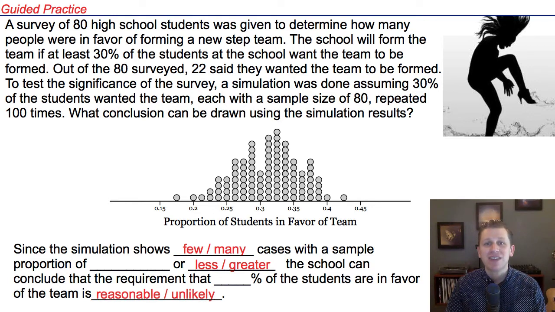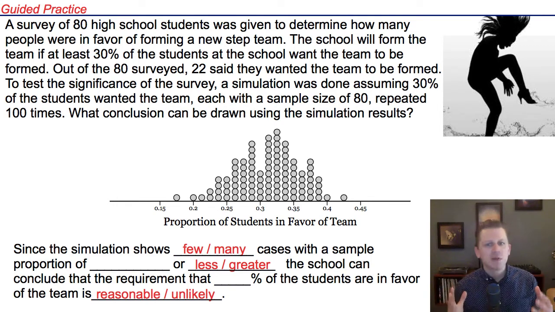Out of 80 surveyed, 22 said that they wanted the team to be formed. To test the significance of the survey, a simulation was done assuming 30% of the students wanted the team, each with a sample size of 80, repeated 100 times. What conclusions can be drawn using the simulation results?